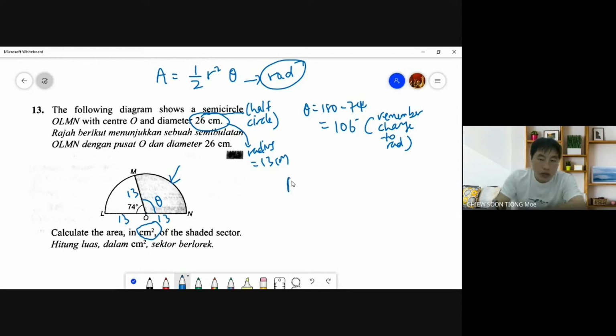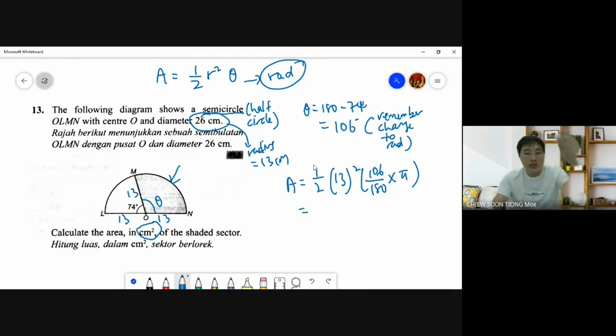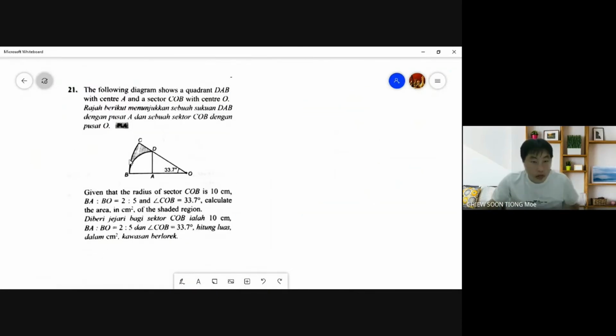So I straight away get the answer. A equals to 1 over 2 r squared theta. Then you press calculator, straight away press calculator. You will get the answer will be 156.3 cm square. Okay, then done. So we look at the question.